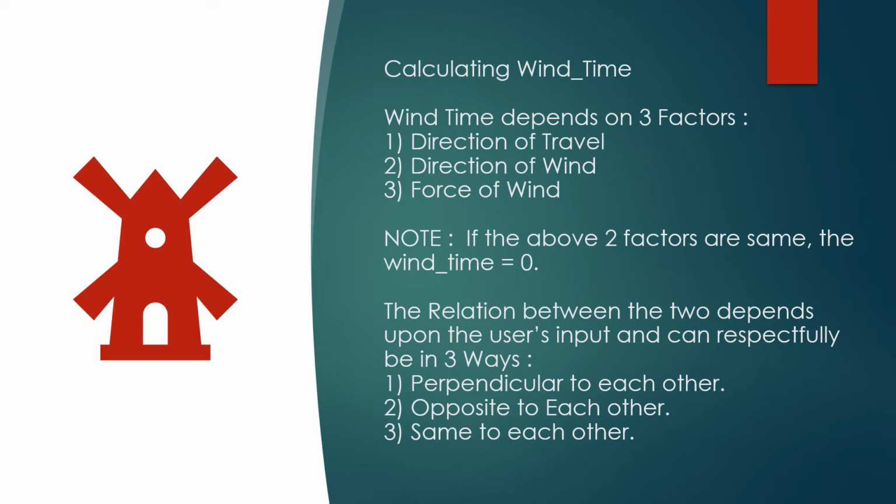Now we are calculating the wind time. For this we need three factors. First is the direction of travel, second the direction of wind, and third, most importantly, the force of the wind. As we see, if there is no force, then the wind time should be 0. Now the relation between the direction of travel and the direction of wind could possibly be of three types. First, perpendicular to each other, second, opposite to each other, and third, the same as each other.